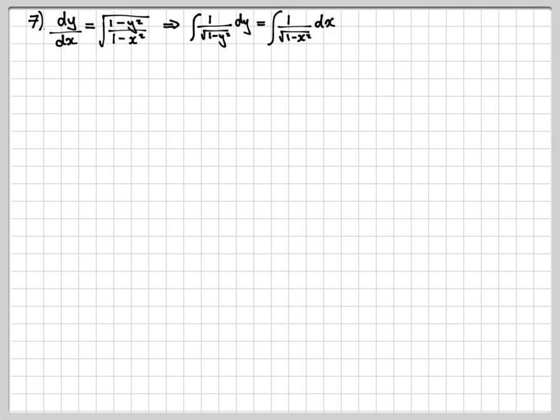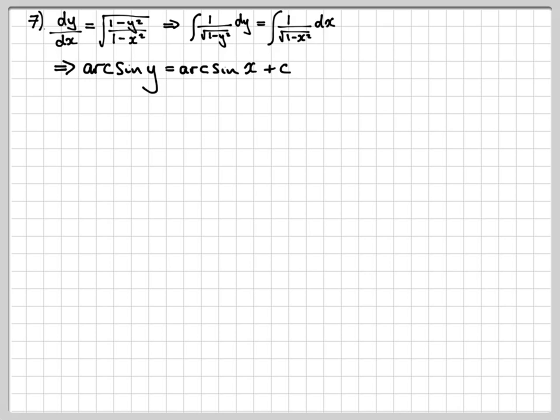Exercise 5b, question 7. I've done the first part of the working and I've simply separated the variables and we now have to integrate these two functions. They're standard integrals. I can either use arcsine or arccos. I've chosen to use arcsine, so I end up with this line here.